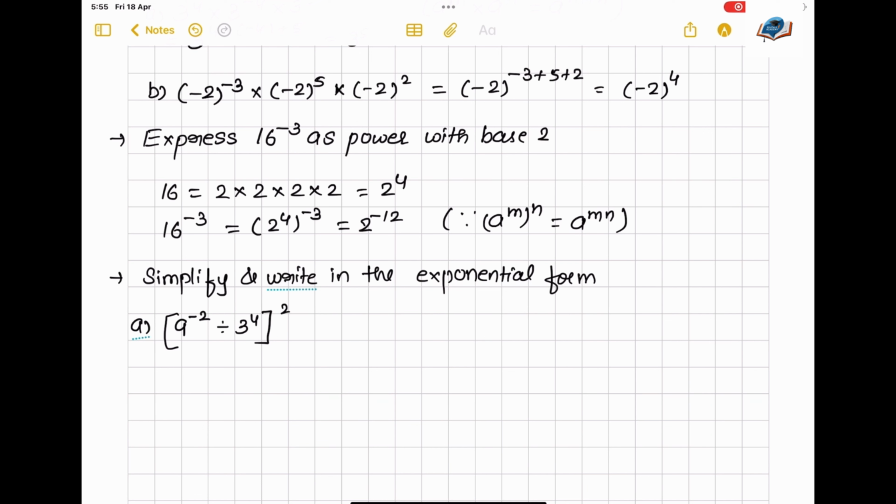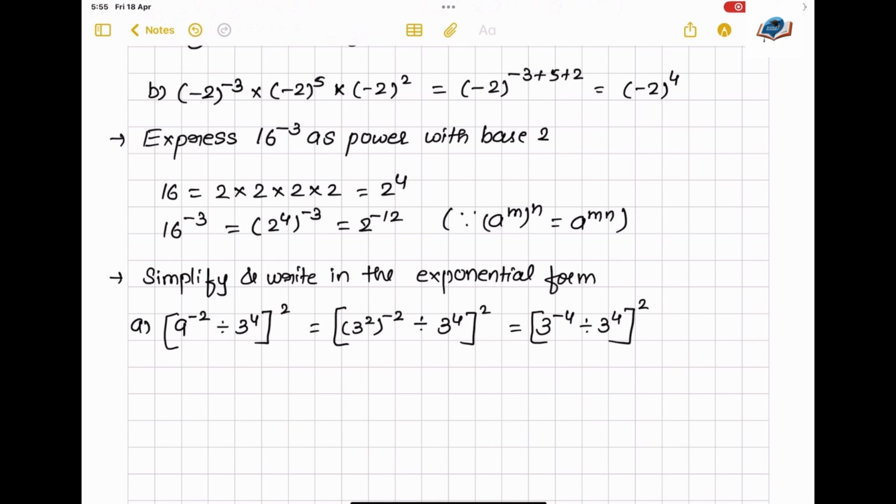So this will be, see, 9 raised to minus 2. If 9 I convert into 3, I can write 3 square whole raised to minus 2 divided by 3 raised to 4 whole square. See which identity I have used: I have used the making simpler form of base. 9 I have written as 3 into 3, so 3 square. Now this became 3 raised to minus 4 divided by 3 raised to 4 whole square.